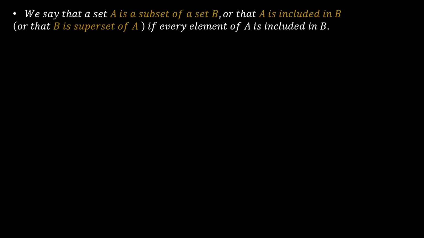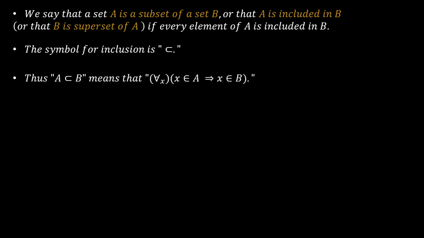Furthermore, some sets could be subsets of other sets, and we say that a set A is a subset of a set B, or that A is included in B, or that B is a superset of A, if every element of A is included in B. The symbol for inclusion is this elongated C, such that if A is a subset of B, we write A ⊆ B, which means, again using the universal quantifier, for all x's, if x is a member of A, then x is a member of B, and that is straightforward.